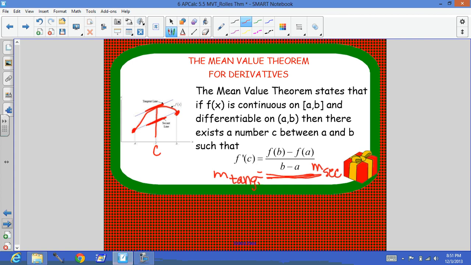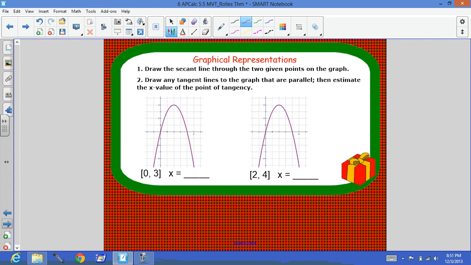All right, let's look at some examples. They say draw the secant line through two given points on the graph and then draw any tangent lines to the graph that are parallel and estimate the x value of the point of tangency. We're going to look at a couple of these right here and then two more tomorrow in class. This says I'm on the closed interval from 0 to 3, so I'm going to draw a line that goes right through there.